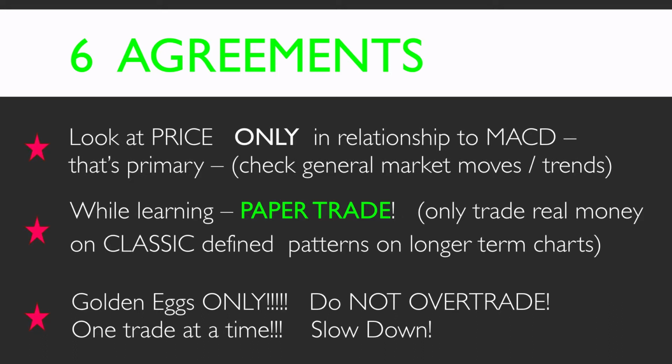I would only trade real money on a classically defined pattern on a longer term chart. We'll see some of those in this series. And golden eggs only. In children's stories, we tell the story of the goose that laid the golden egg. Well, you really only want the golden eggs. If you had a bunch of eggs on the ground and some of them were golden, you wouldn't want to run around picking up all the other normal eggs. You'd just be looking for the golden ones as quickly as you could find them, right? So keep that in mind.